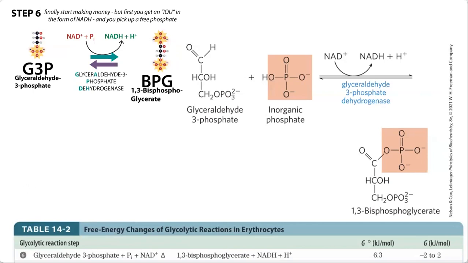Now we're going to enter that payoff phase. We're finally going to start making energy money, but first we get an IOU in the form of NADH. And we pick up a free phosphate. When we see NADH, what we should be thinking is that something is going to be getting oxidized, because we're reducing NAD plus in order to form NADH. And in this case, we're also going to be phosphorylating. So we have oxidation and phosphorylation. We have an oxidative phosphorylation.